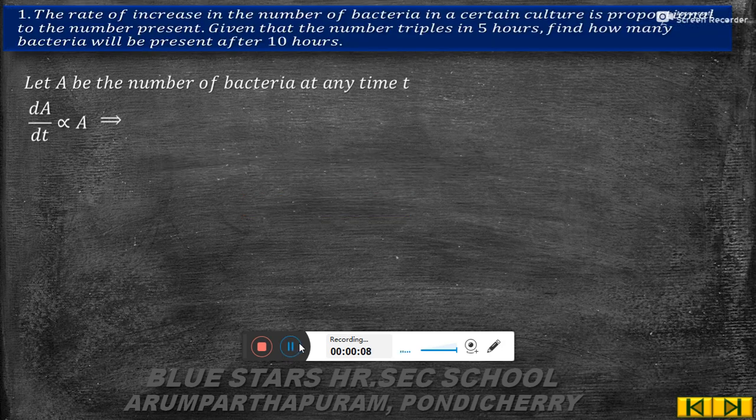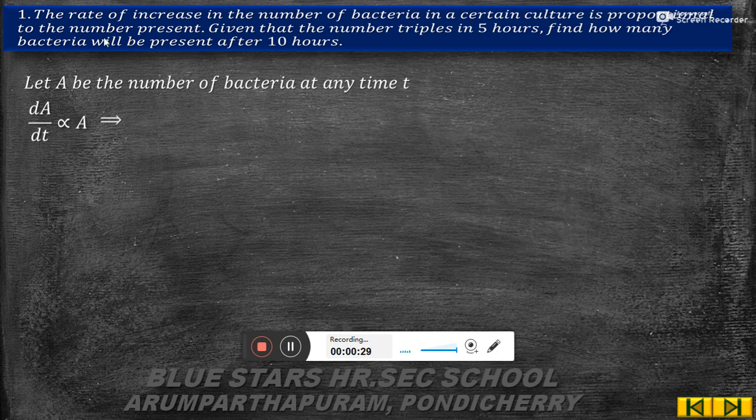Good morning students. Today we discuss exercise 10.8. The rate of increase in the number of bacteria in a certain culture is proportional to the number present. Given that the number triples in 5 hours, find how many bacteria will be present after 10 hours.